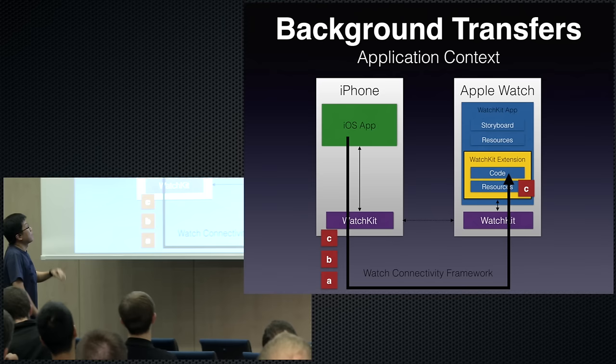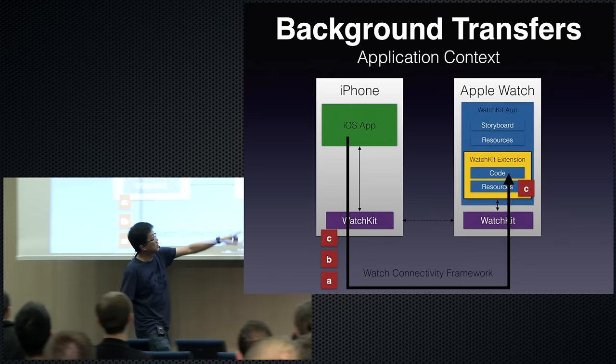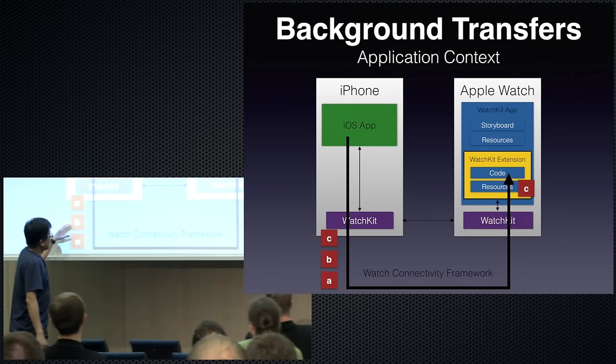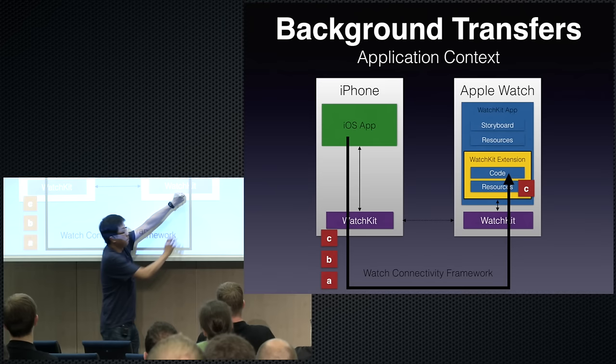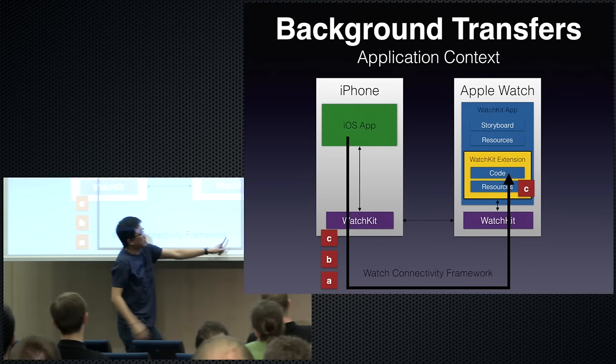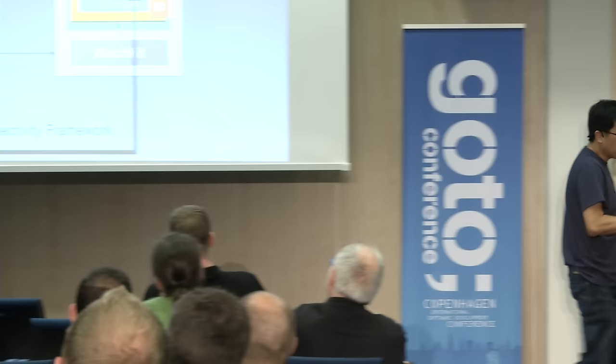So let's imagine that I'm trying to send three dictionaries, A, B, C. Since this is a background transfer, when I send the first dictionary over to this side, this Apple Watch application need not be running. So if this application is not running, it will buffer this dictionary, A. And then at the same time, I send B. When I send B, since the A is still waiting, B will override A. And if I send C, C will come here, look at B, override B. So in this case, your Apple Watch will always receive the latest dictionary sent by your iPhone. So this is what we call application context.